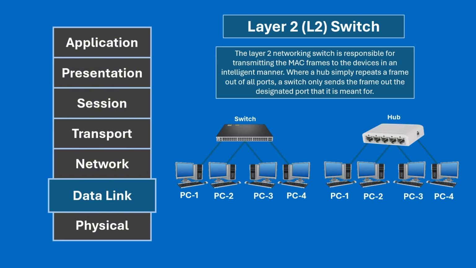Another layer 2 technology is known as the switch. The layer 2 networking switch is responsible for transmitting frames intelligently using MAC addresses and MAC tables. Where a hub simply repeats a frame out of all ports except the port it came from, a switch only sends the frames out of the designated port that it was meant for. Hubs have widely been replaced since the invention of the switch, and it is rare to see one deployed in the real world.